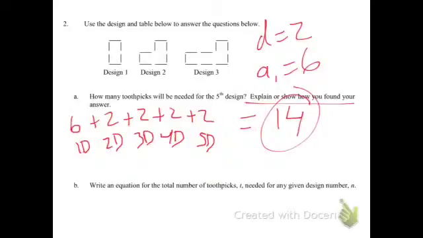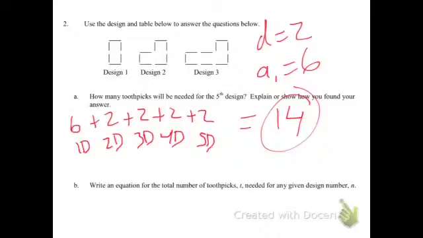And here where it says explain or show how you found your answer, I would probably put a little bit more words here explaining what was going on. I'm just trying to go through and have you hear the answer, and I'll let you do the writing. Moving on down here, B: write an equation for the total number of toothpicks T needed for any given design number N.